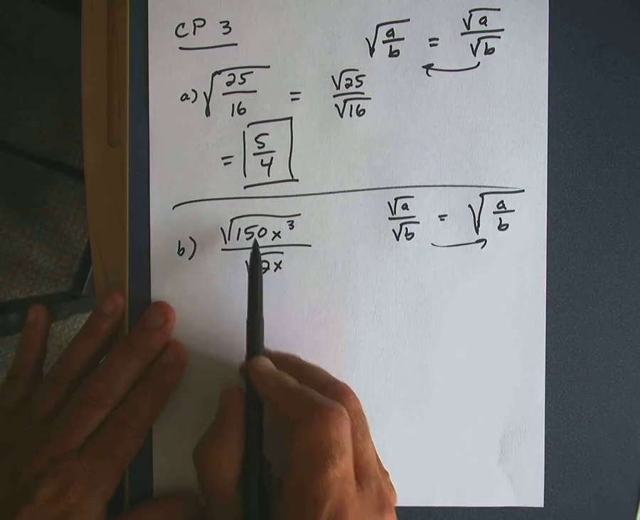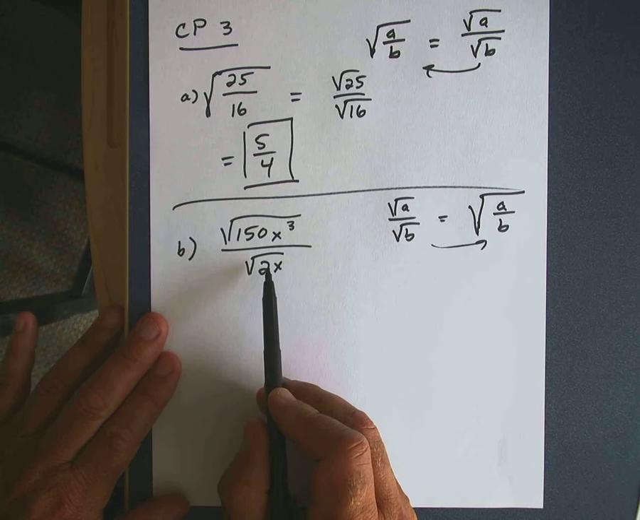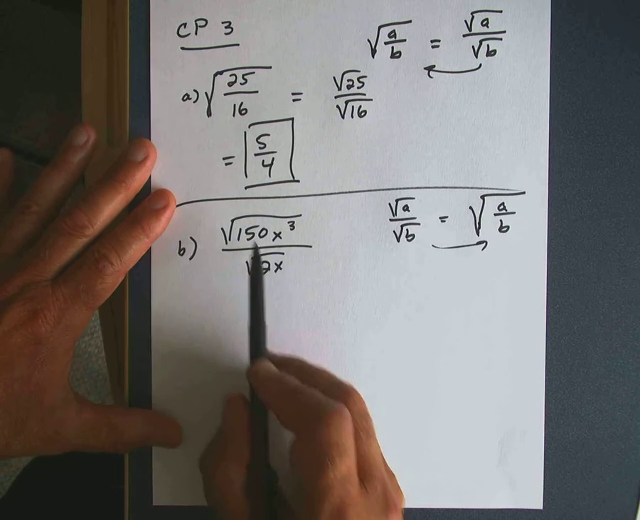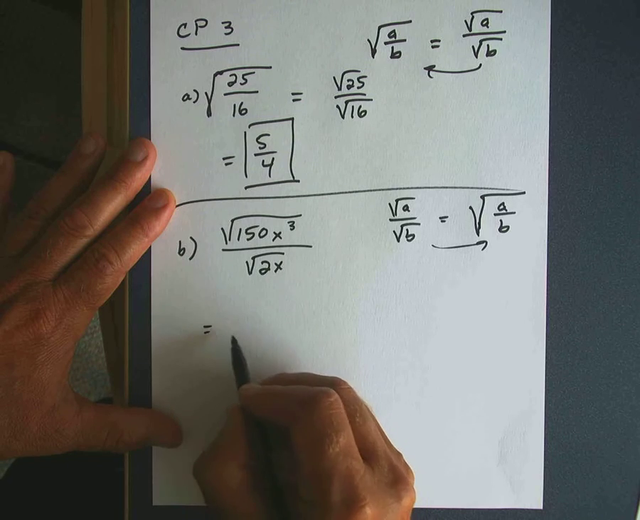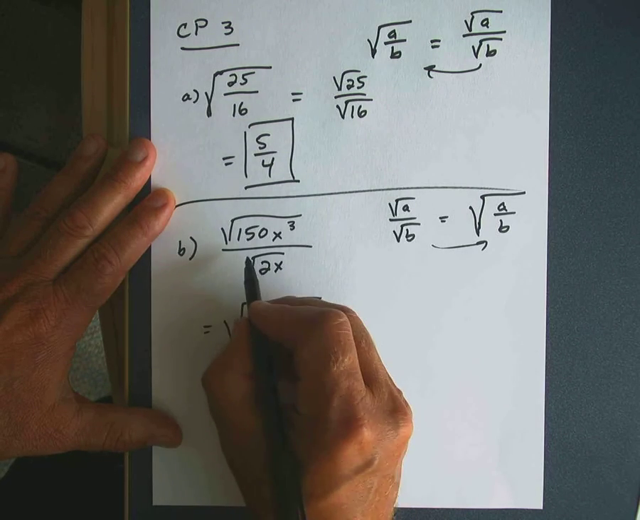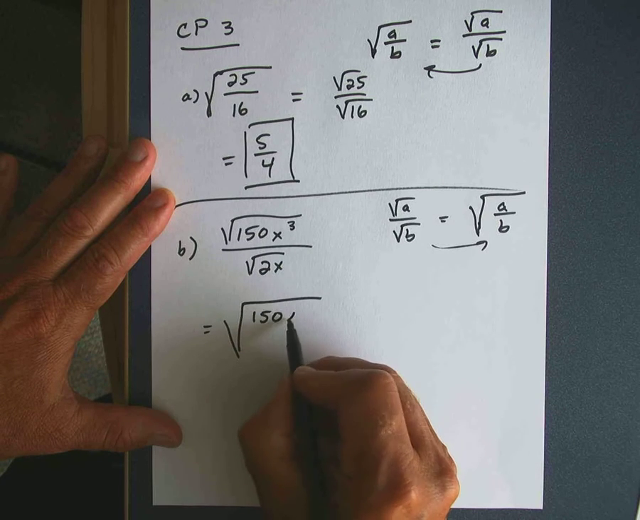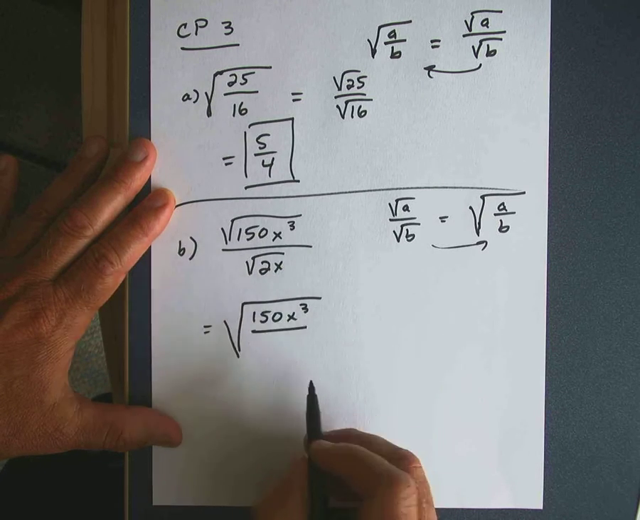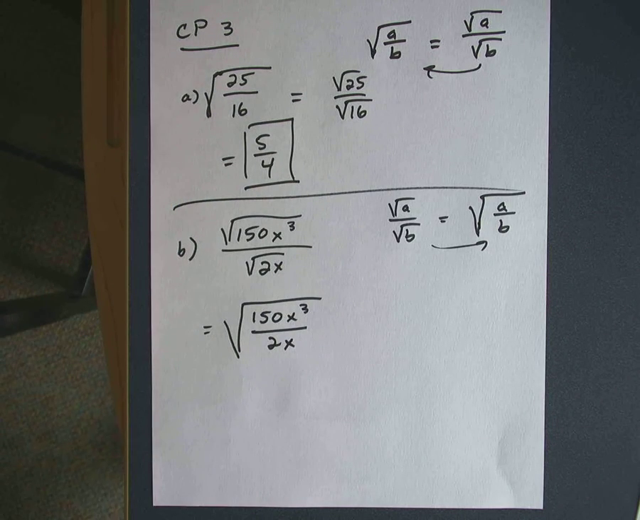Again, you could work with them separately, but it turns out in this case, if we put them together, we can actually simplify this expression, whereas it would be difficult to do it with them separated out. So I'm going to first of all write this all under one radical sign. So I can rewrite this instead of with separate radicals as the square root of 150 x cubed over 2x. Put it all under one radical sign.